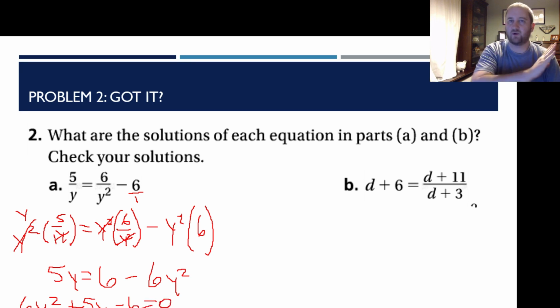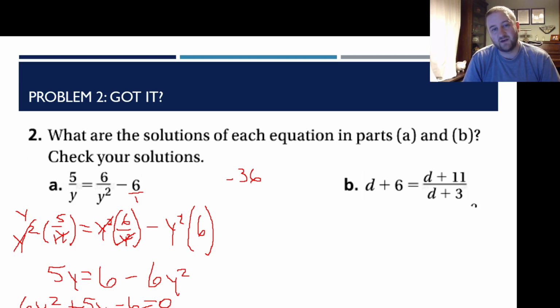I always like my y squared value to be positive. Now I need to factor this, so I need negative 6 times 6, which is negative 36. So I need factors of negative 36 that add to positive 5. We can think, positive 9 and negative 4. Yep, that works, right? So I'm going to now split this up.